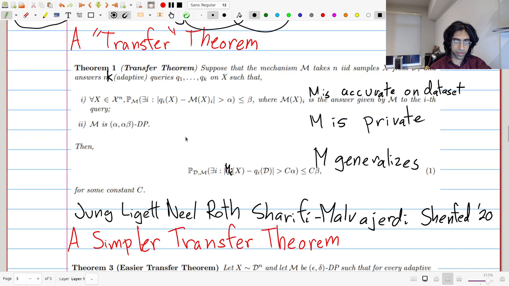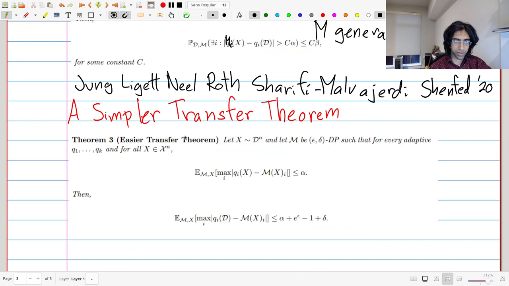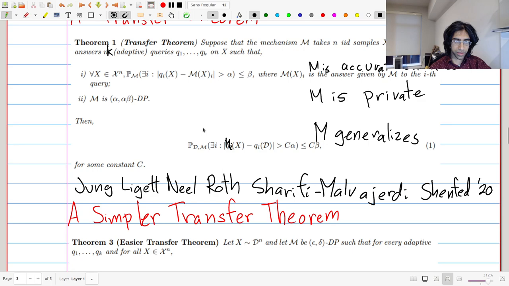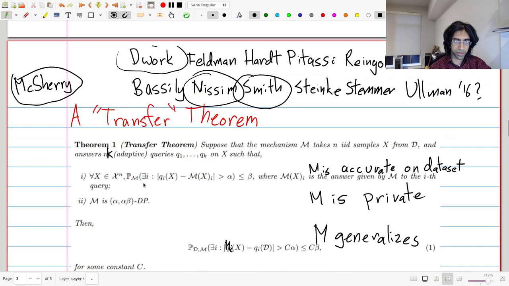Let me introduce what a simpler transfer theorem is and what we're going to prove in the second video today, in the next video, which is an easier transfer theorem. Before I do that, let me just make two comments. I told you this transfer theorem, which says if you do an analysis which is both accurate and differentially private, then you get something which generalizes.